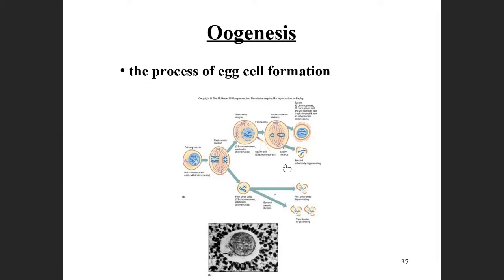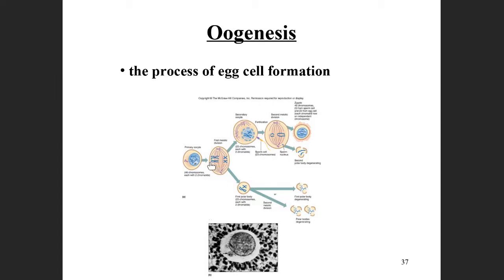If it's fertilized, if a sperm enters, it will finish meiosis 2 to form a second, or this is called the secondary polar body. But if there's no sperm, it just dies as a secondary oocyte. Remember, the secondary oocyte started meiosis 2. The primary oocyte starts meiosis 1.